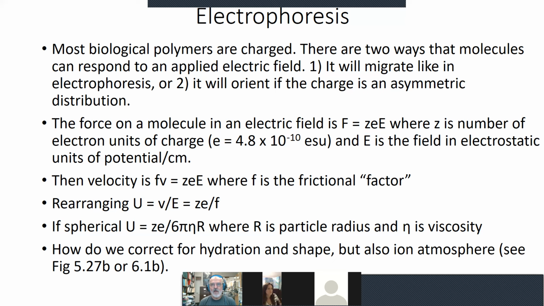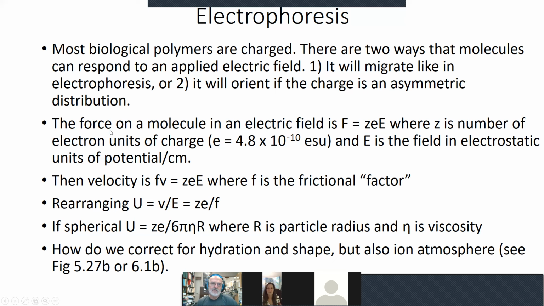The other thing that can happen is that the molecule can become oriented if the charge has some kind of asymmetry on the surface of the molecule. And so measuring that orientation is also something that various techniques allow you to do. I won't say very much about that at all.